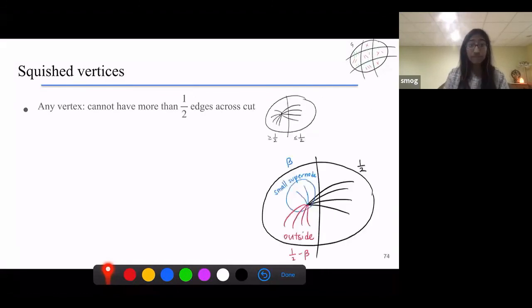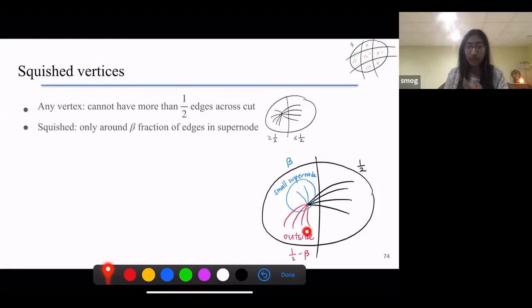And also, if you're a squish supernode, not only can you not have more than half your edges across the cut, but you can also not have more than beta edges within your small supernode, right? So where are the rest of your edges going? The rest of your edges must go outside your supernode. So you have half here, beta there, and then 1/2 minus beta outside your supernode.